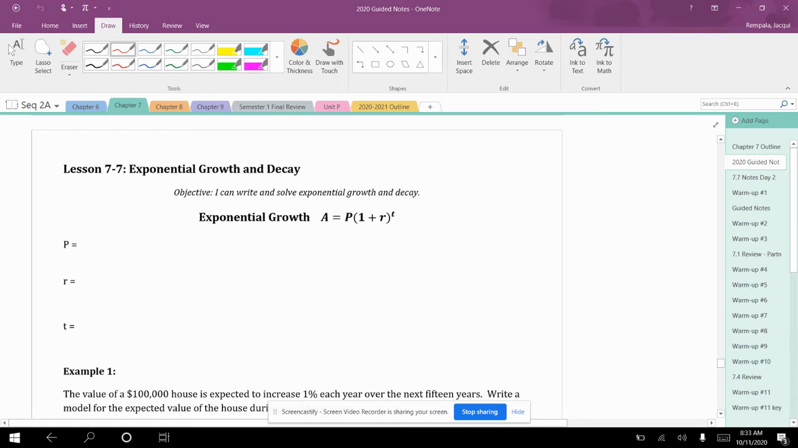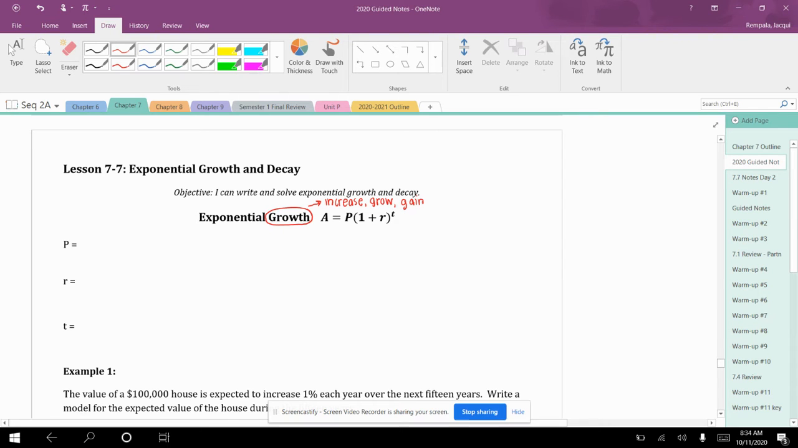So when we're talking about growth, we are talking about a couple of key words that are going to help. Well, growing means that you're getting bigger. So sometimes you might see in a word problem the word increase, obviously the word grow. Sometimes you might see the word gain. Anytime you see phrases like this, we know that we're getting bigger. So we want to use this exponential growth formula.